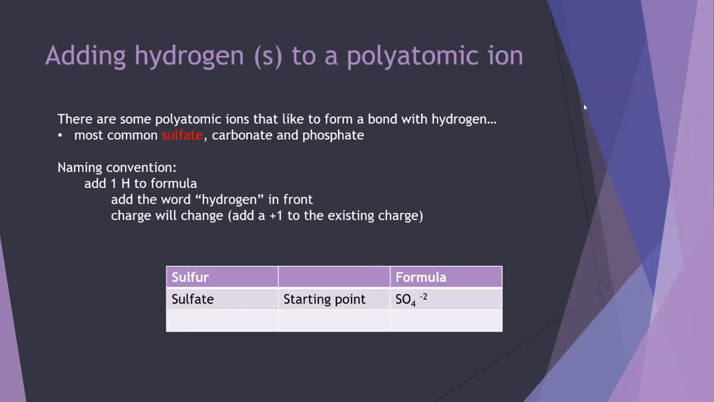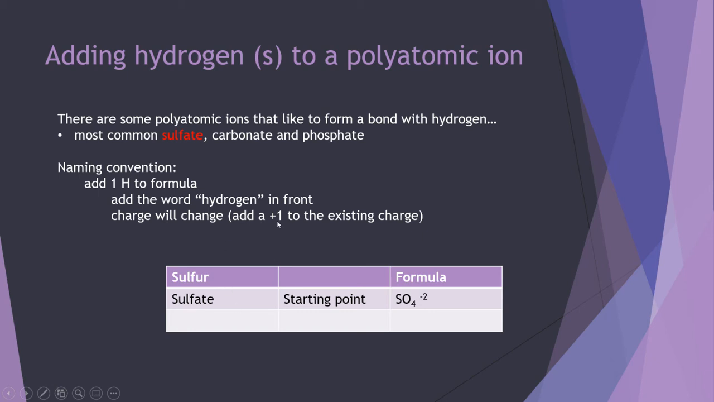In addition, on our polyatomic ion sheet that we started with before spring break, you had some that added hydrogens to those polyatomic ions. And when we added those hydrogens, there are some new naming conventions. So the most common ones are sulfate, carbonate, and phosphate. You add hydrogens to them, and you now have to modify the name and the formula. So the convention is when you start with sulfate and you add a hydrogen to the formula, you're just going to add the word hydrogen in front. So sulfate will become hydrogen sulfate.